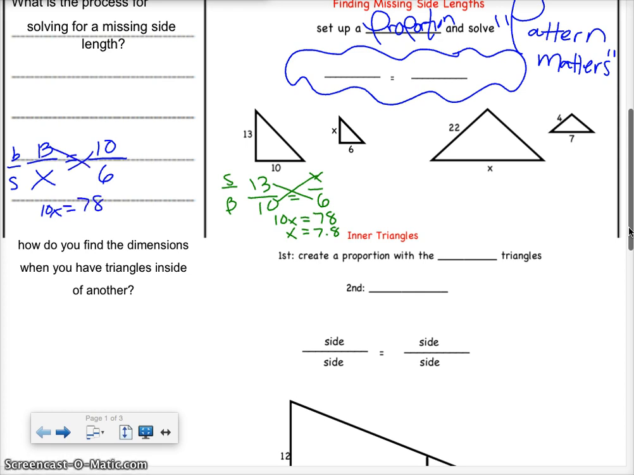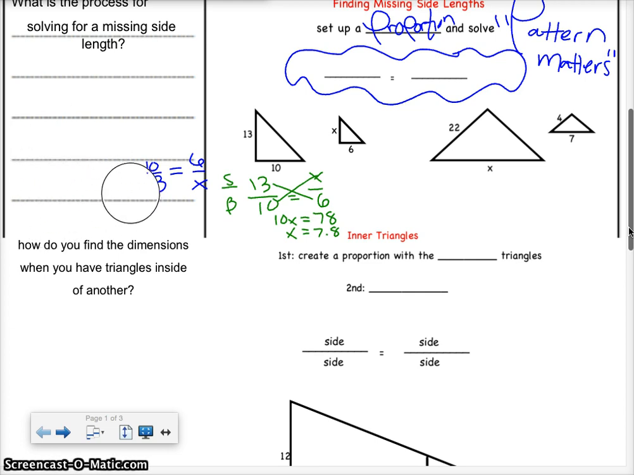Yep, that worked. You could have, let's say, 10 is to 13. What did I do there? Bottom is to side, right? I went bottom is to side as, now what? X or 6? 6 as bottom is to side. Tons of right proportions. Again, it's the pattern that matters.